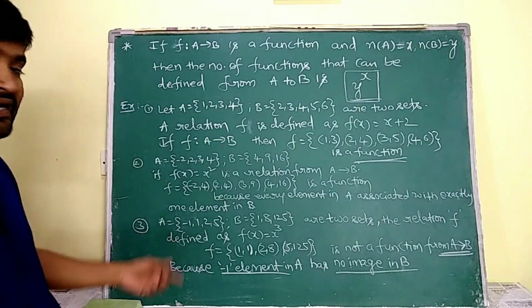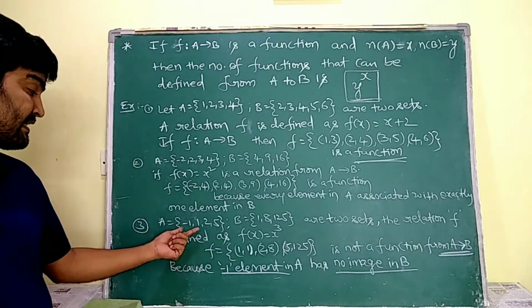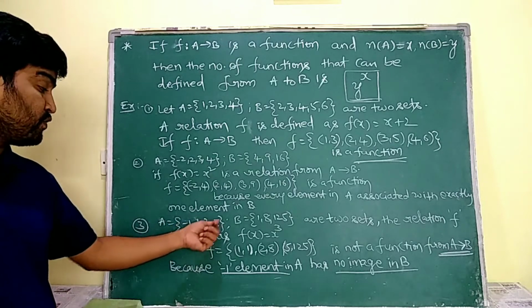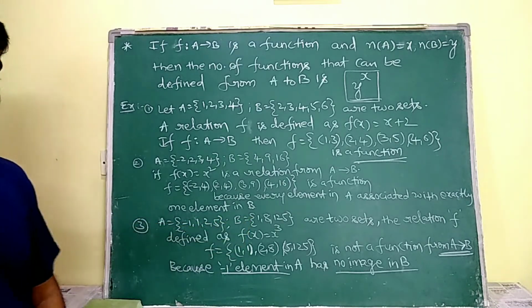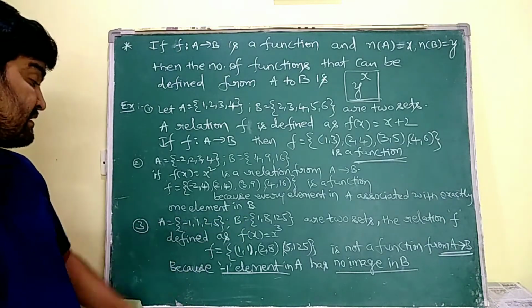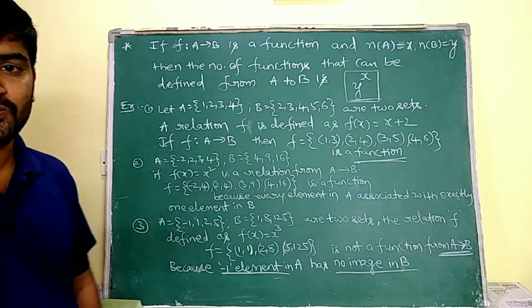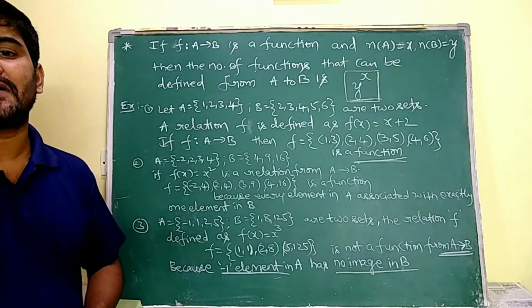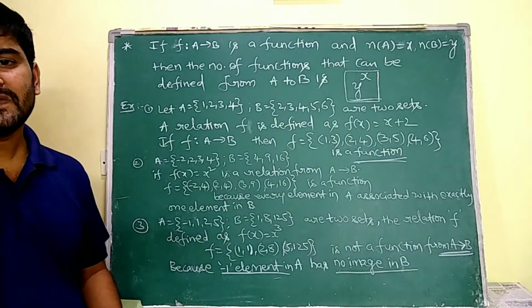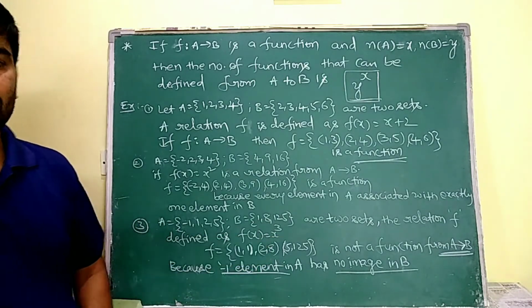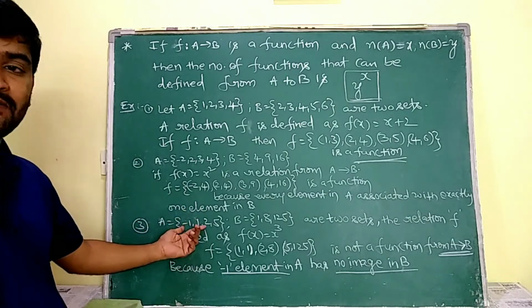Now coming to this third example. See, here the set A is given as {-1, 1, 2, 5} and B is {1, 8, 125}. These are the two sets. Let us take the relation f as f of x is equal to x cube. Now find all the ordered pairs of that relation f of x is equal to x cube associated with each and every element of A.